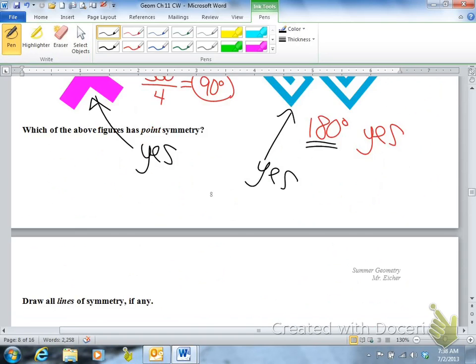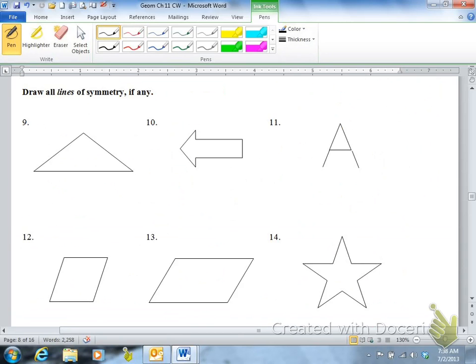On the next page, drawing in lines of symmetry. I'll give you a chance. See if you could draw some of those lines of symmetry for 9 through 14. You might want to use a pencil in case you get a wrong answer.